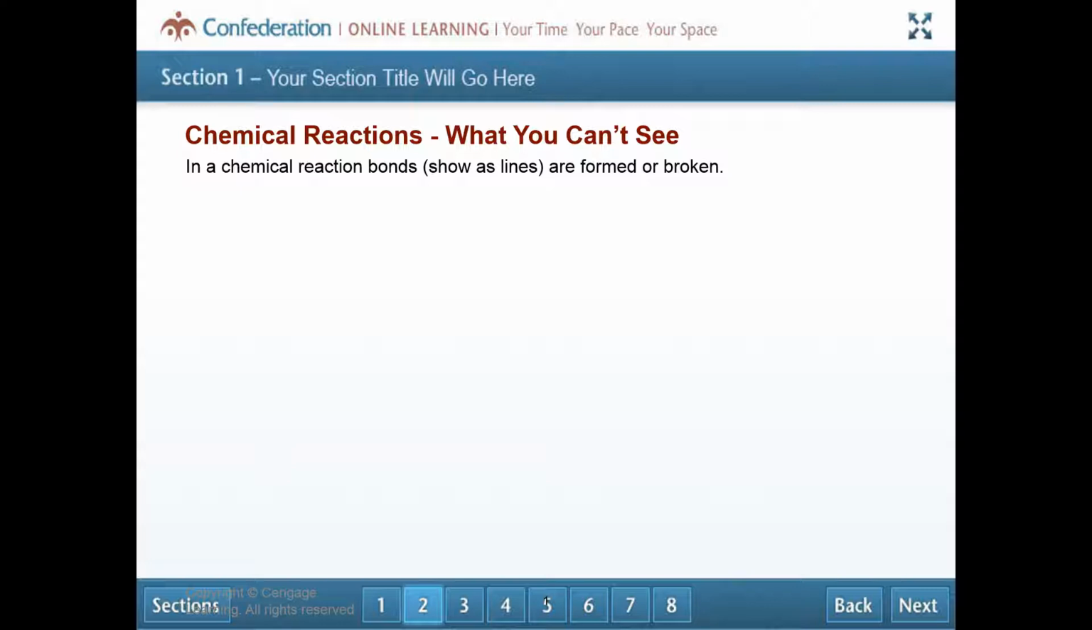So in a chemical reaction, bonds are formed or broken. Bonds in a molecule are broken and then new bonds are formed. I've got a couple of examples here that we can look at.